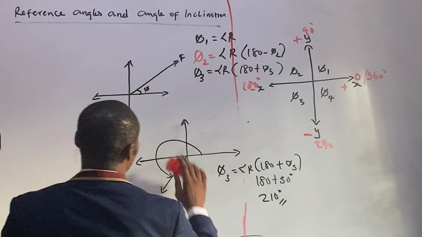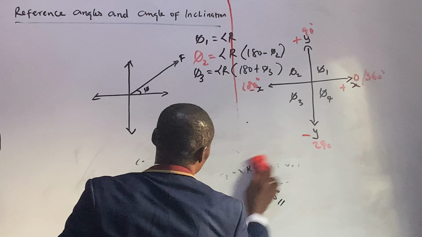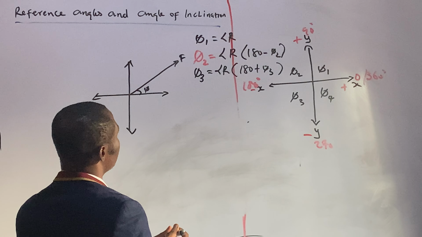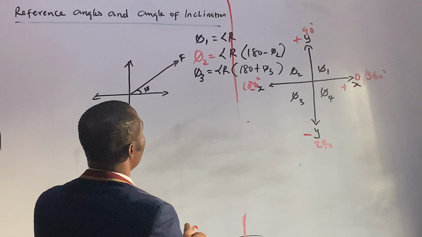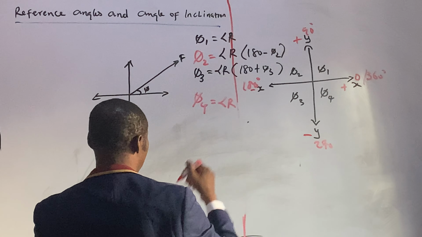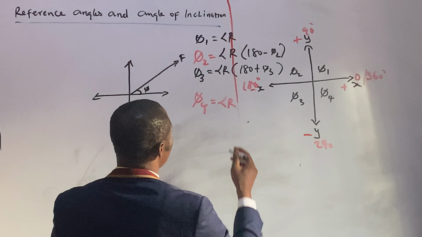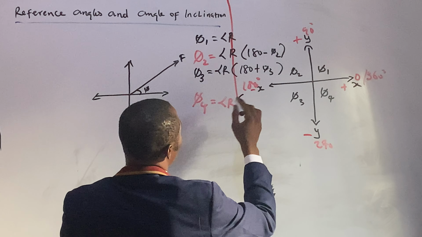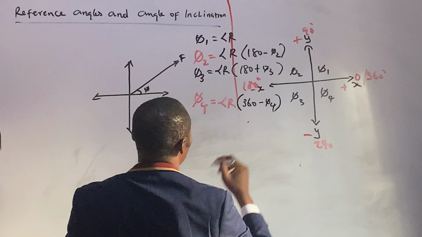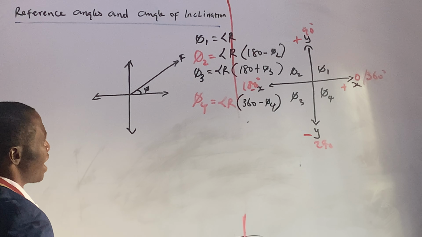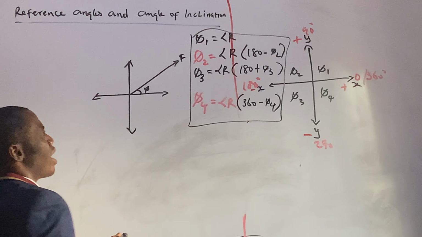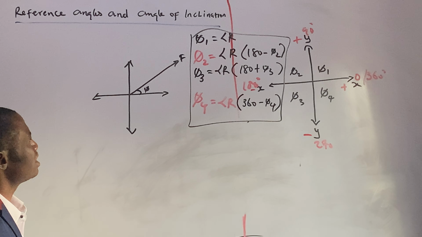Let's say for the last one, which is the fourth quadrant. For the fourth quadrant, theta 4 is simply equal to the reference angle, which you are going to say is 360 minus theta 4. That's how to get the angle there. You need to follow this procedure. All right, so arrive at your reference angle, 360 minus theta 4.